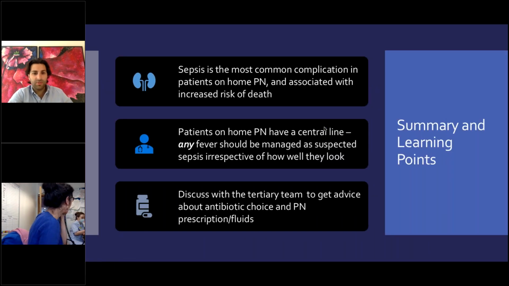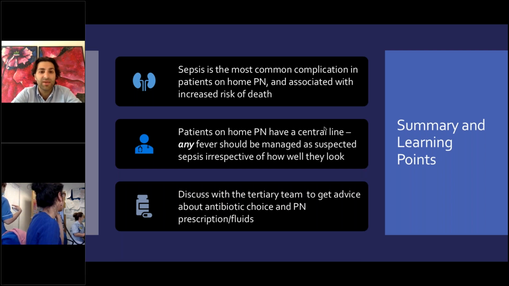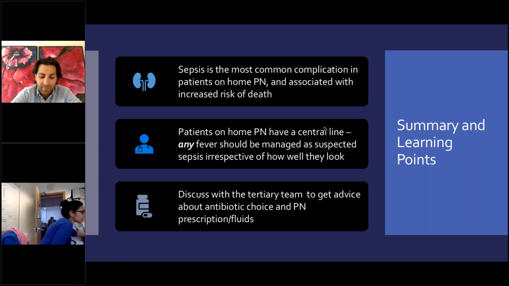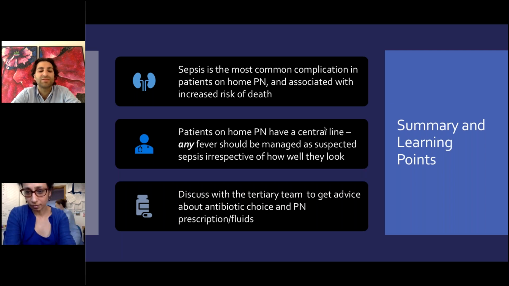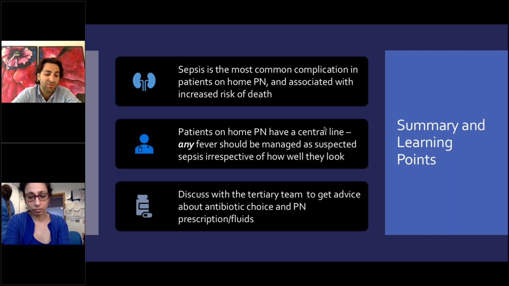Okay. So learning points. Sepsis is the most common complication for patients on home PN, and it kills them. And it's associated with an increased risk of intestinal transplant requirement. Any fever should be treated as suspected sepsis. Treat them as you would neutropenic fever, irrespective of how well they look. And discuss early about antibiotic choice, about PN prescription, and about IV fluid composition.